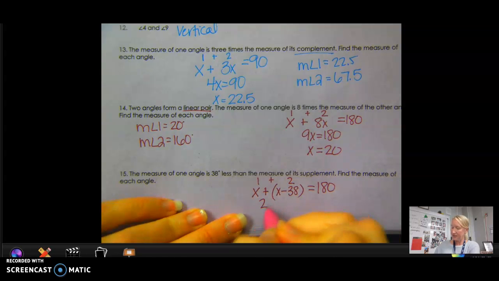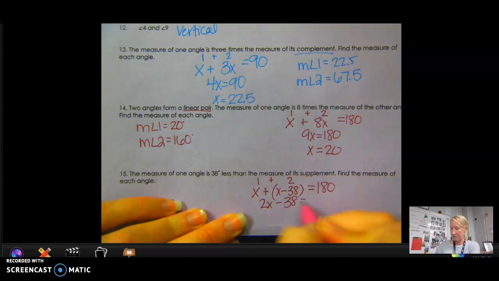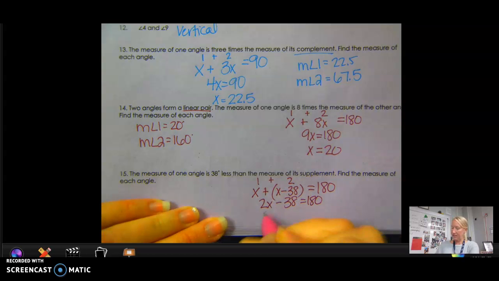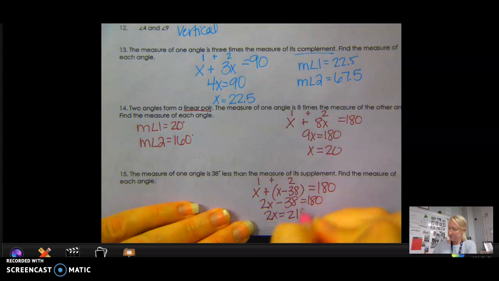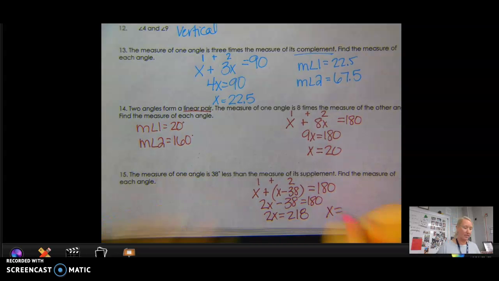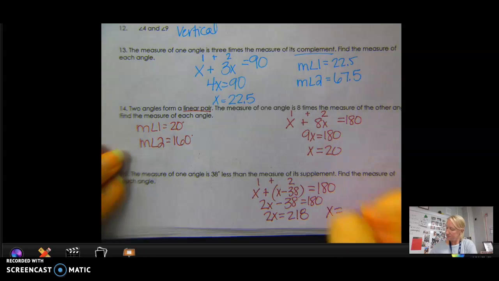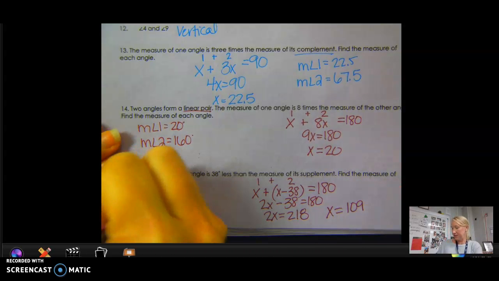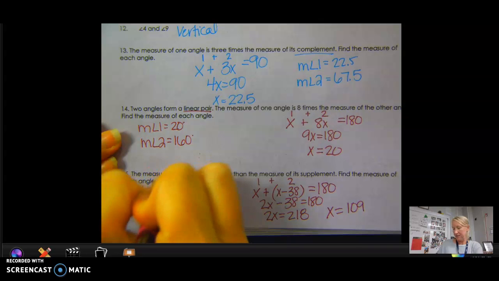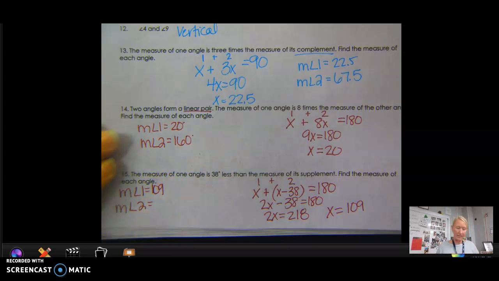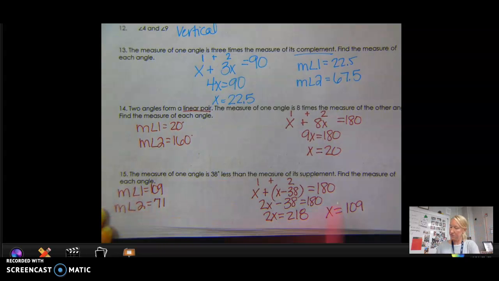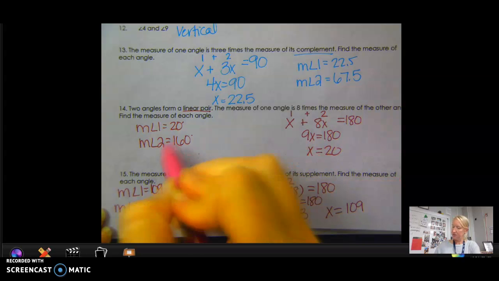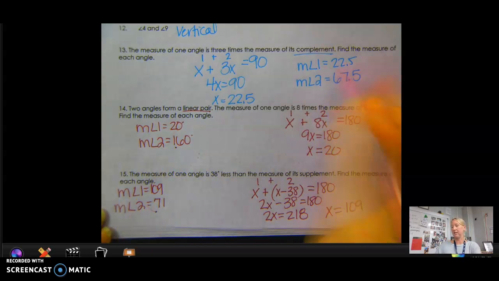Combine like terms, so I have 2x minus 38 equals 180. I'm going to add 38 to both sides, so I get 2x equals 180 plus 38, 218. Divide by 2, I get x equals 109. So the measure of angle 1 equals 109. The measure of angle 2 would be 38 less than that, which is 71. And you can always check yourself. Like, these are supposed to equal 180, and they do. These are supposed to equal 180, and they do. And these are supposed to equal 90, and they do.